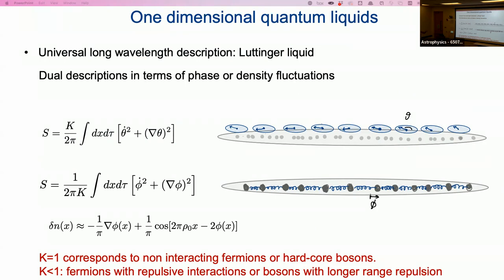The phase of a superfluid has quantum fluctuations because of interactions, and these quantum fluctuations can be thought of as quadratic. So the fixed point of a one-dimensional quantum liquid is basically quadratic fluctuations of this phase. And K, which is sometimes called stiffness or the Luttinger parameter, basically will control, and we'll see, how phase correlations decay in space and time.